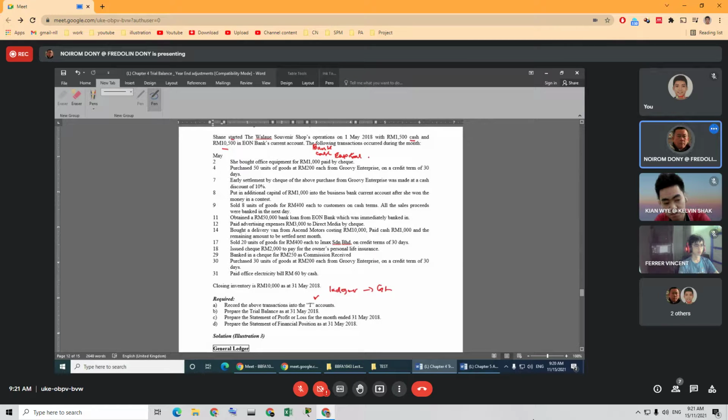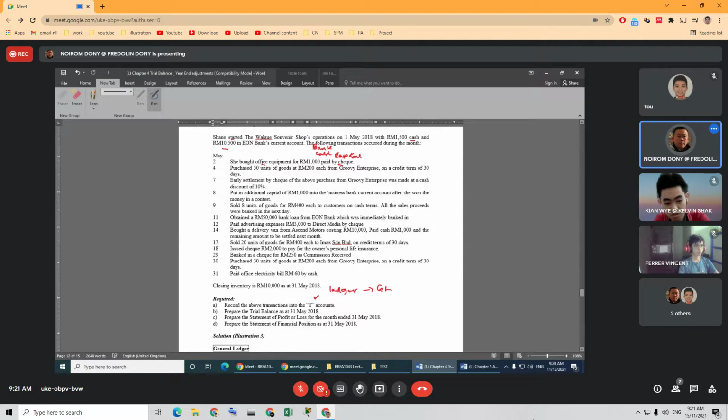Capital, of course, this is credit. Bank and cash will be debit. So we're going to do that in the ledger account later. And then identify the keyword first. So the second, she bought office equipment. Office equipment paid by cheque. So these are the two keywords.